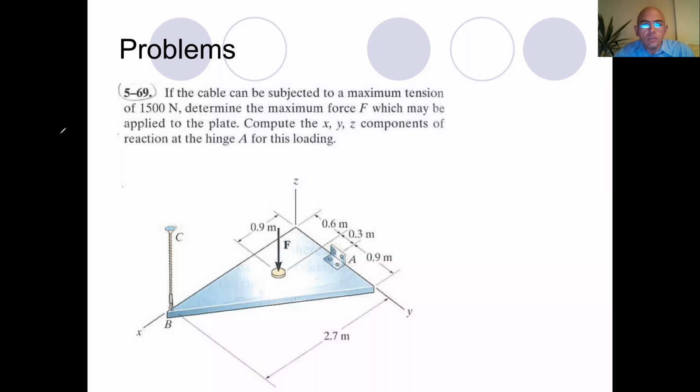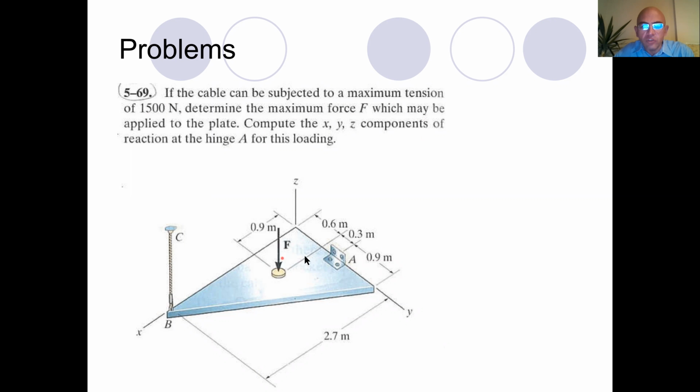Okay, so let's continue with problem 569. If the cable can be subjected to a maximum tension of 1500 newtons, determine the maximum force F which may be applied to the plate. Compute the X, Y, Z components of the reaction at the hinge A for this loading.